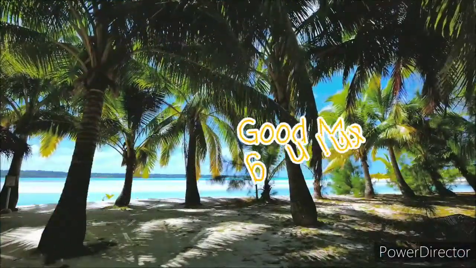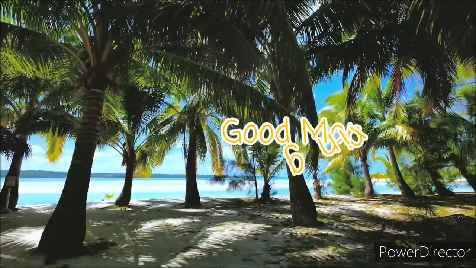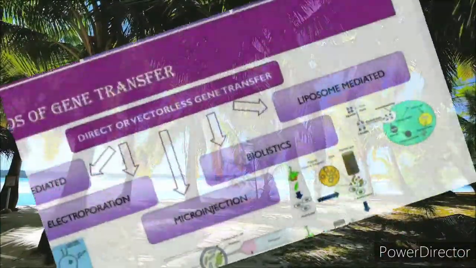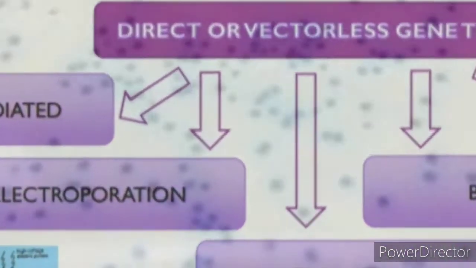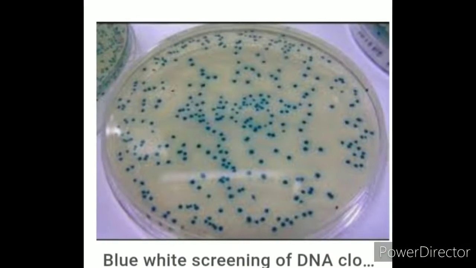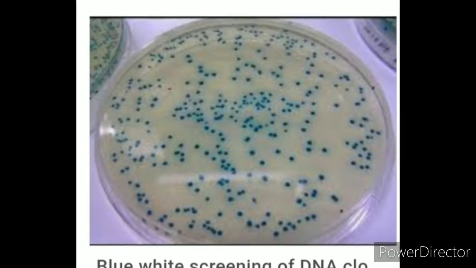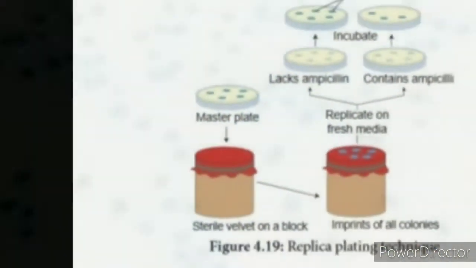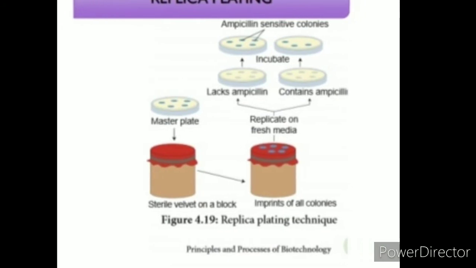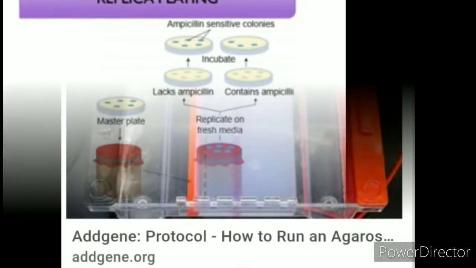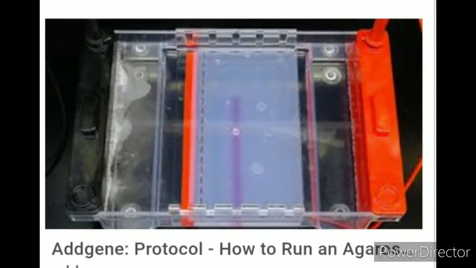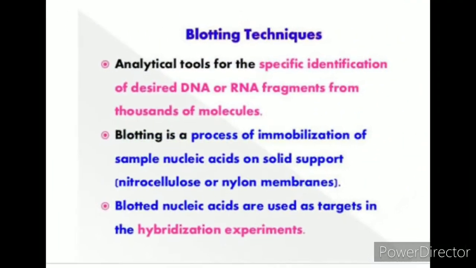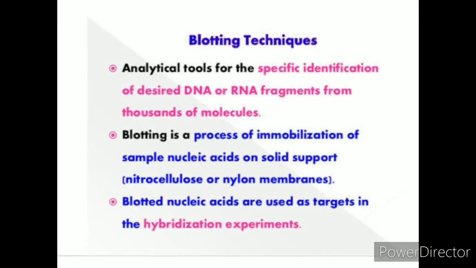Good morning students. In the previous session we had studied methods of gene transfer, then screening for recombinants. In that we had studied the blue-white selection method, antibiotic resistance markers, replica plating technique and agarose gel electrophoresis. Today let's learn nucleic acid hybridization blotting techniques.